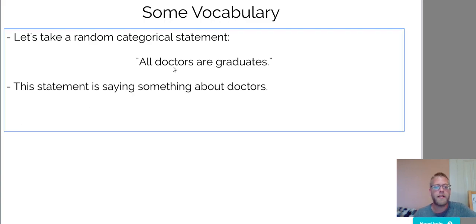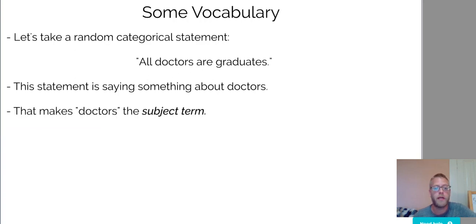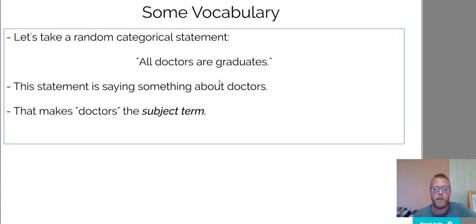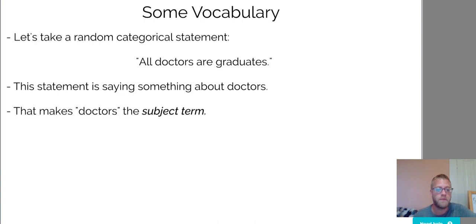And the subject here, what it's talking about, is doctors, right? That's the main subject of the sentence. So if you're looking at this grammatically, you call this the subject. We do the same thing here. Doctors here is the subject term, the thing that we're talking about. So there's a vocab word, subject term. It's the first part of the categorical statement. It's the thing that we're talking about, that we're saying something about, all doctors.